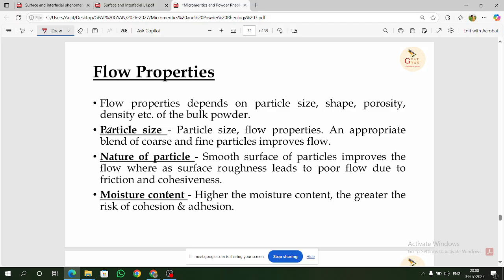Now flow properties. You have to know which property actually affects the flow property. Flow property from a pharmaceutical point of view is basically during tablet punching. Consider a tablet punching machine, with lower and upper punches in every station on the turret, and one hopper. You put the granules in the hopper, and from the hopper the granules will come.